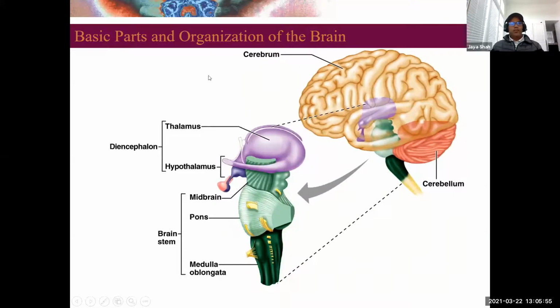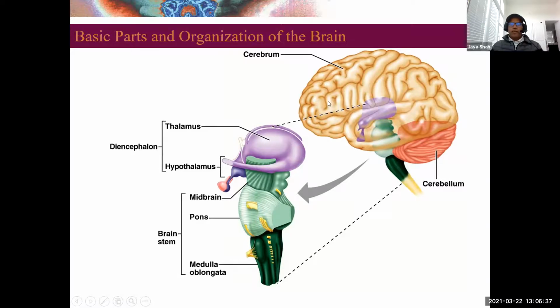Okay, so the basic parts and organization of the brain. In the adult brain, you see here, we are looking from the lateral side of the brain, with different colors. The gray color is the cerebrum, the pink is the cerebellum, and the brainstem is inside the brain, and the diencephalon is also inside. You see there is a different color for the diencephalon, and then the brainstem.